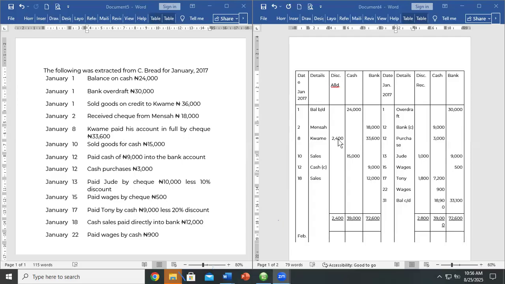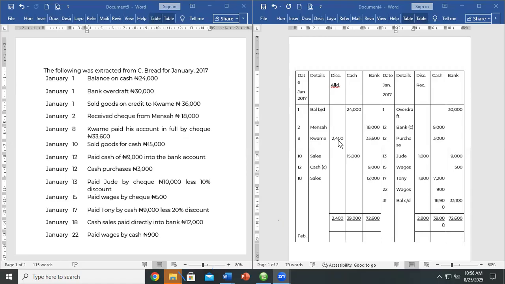Okay, so I'm alerting you. It's not always the case that they will say, oh, less discount 10%. When you see full payment, then compare and see whether there was a reduction or whatsoever. Okay, good. Please, any question on this one? Okay, let me move on.